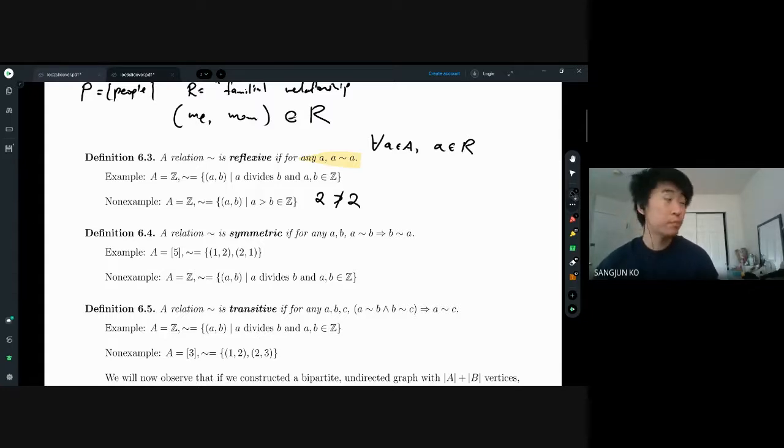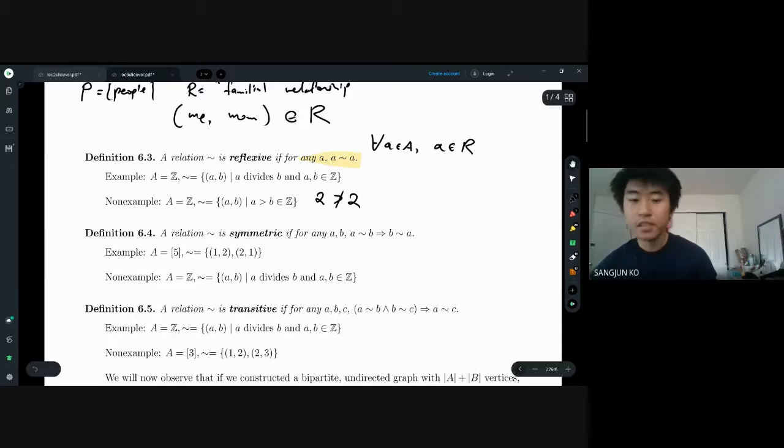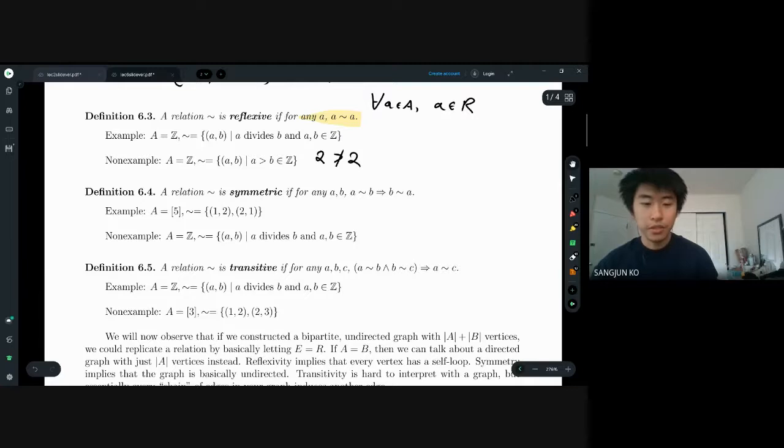If you have the property that every element is not related to itself, then you say that the relation is irreflexive. Okay. So the next thing is symmetry. We say a relation is symmetric if for any a, b, if a is related to b, then b is related to a.